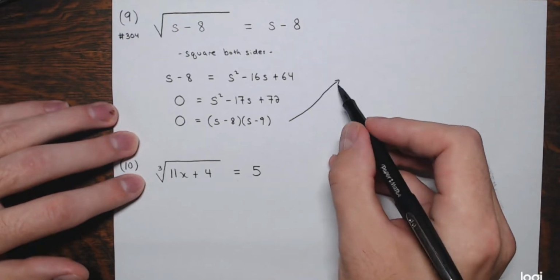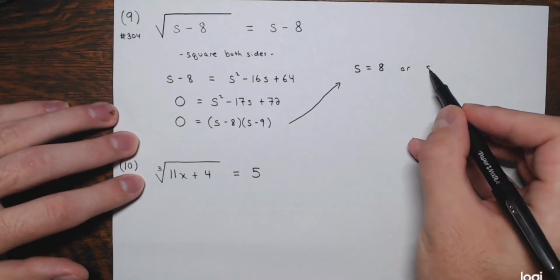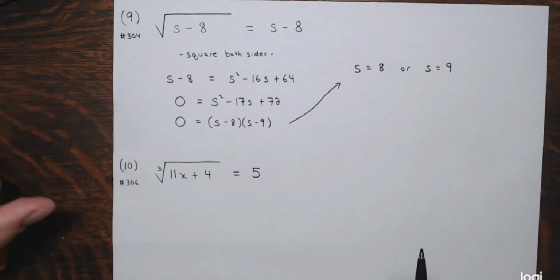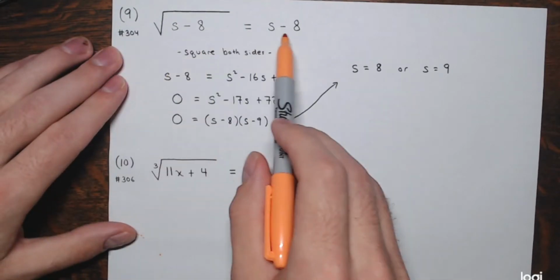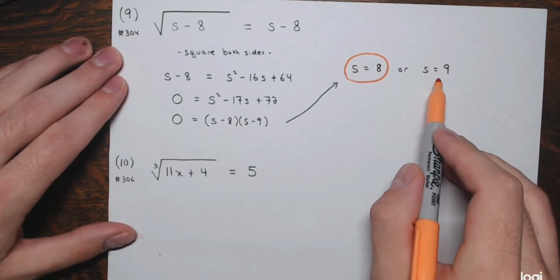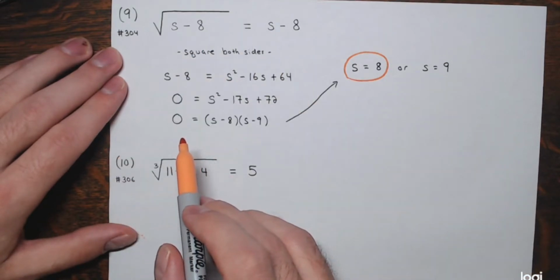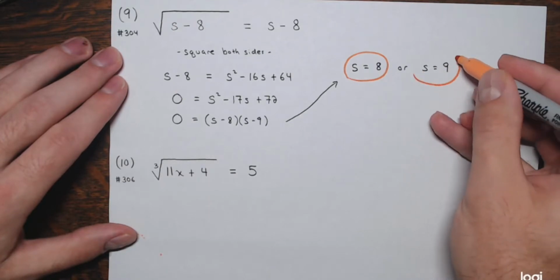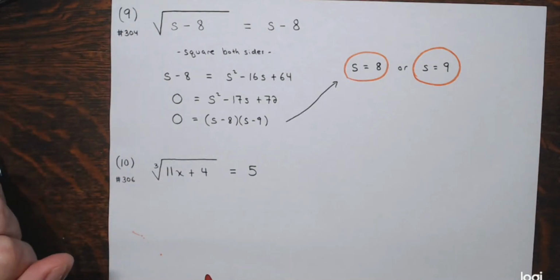So the possible solutions are s equals positive 8 and positive 9. Alright, now check them. When s equals 8, can you see that we'd get 0 equals 0? So this works. And when s equals 9, hopefully you can see that you'd get 1 equals 1. The square root of 1 equals 1, 1 equals 1. Also true. Alright, so both work. Two solutions, s equals 8 and s equals 9. Fantastic.